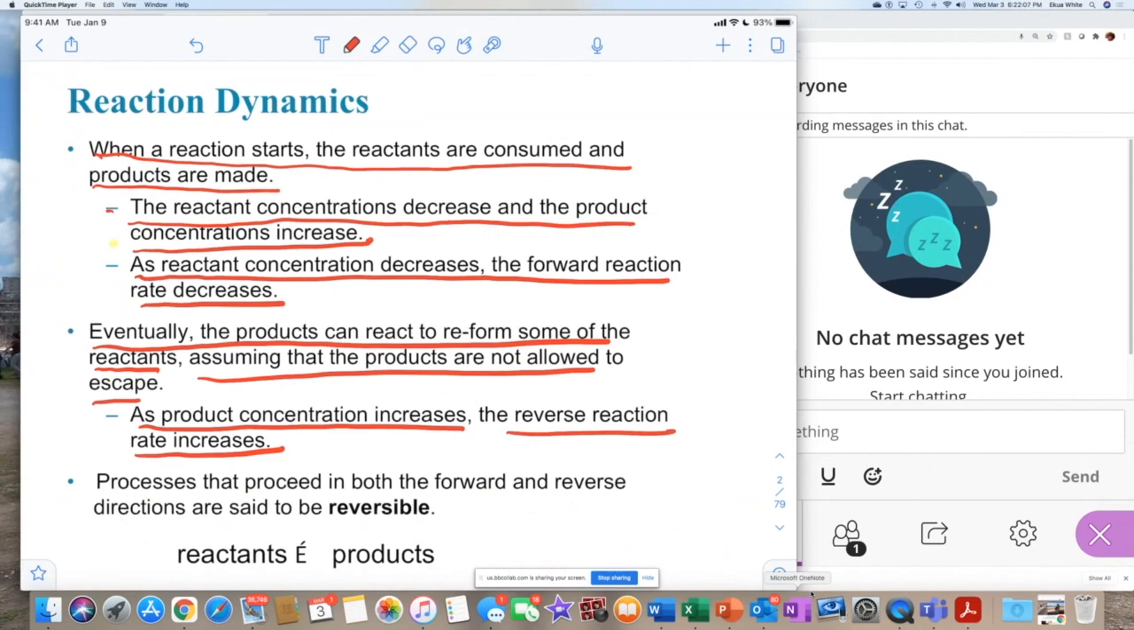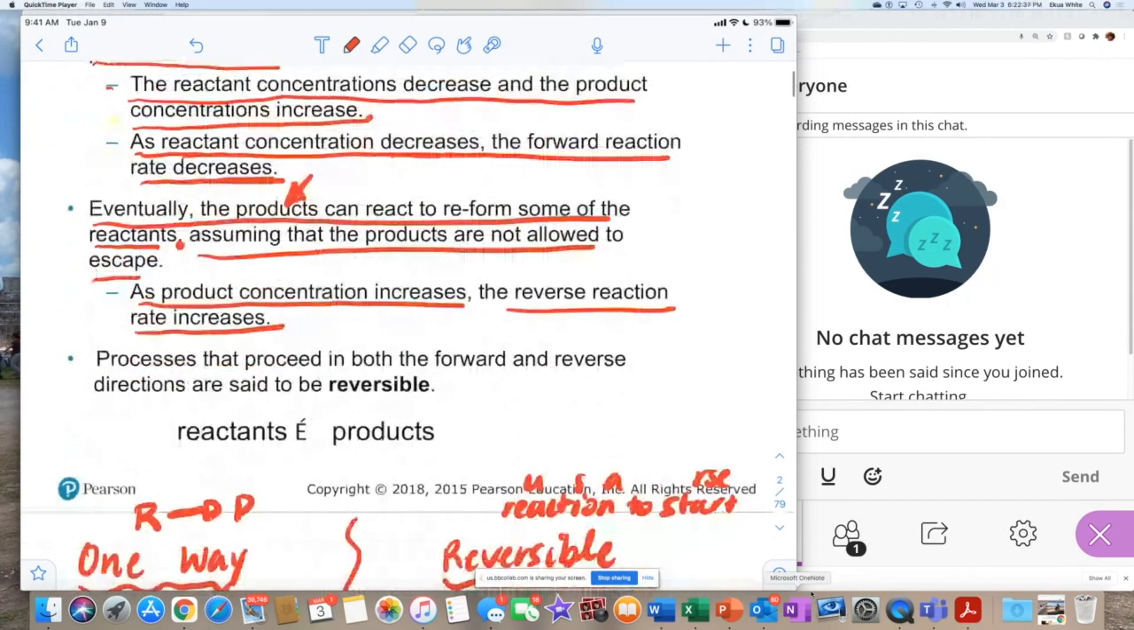When we get to a point where the reactant concentration decreases and the forward rate decreases, something happens to the reverse rate. You have enough products being formed so that the products that used to just be products now start to react with each other to reform the reactant. So we're back here. If the products are not being allowed to escape, they're able to combine to reform the reactant. So let me give you a quick schematic of this here.